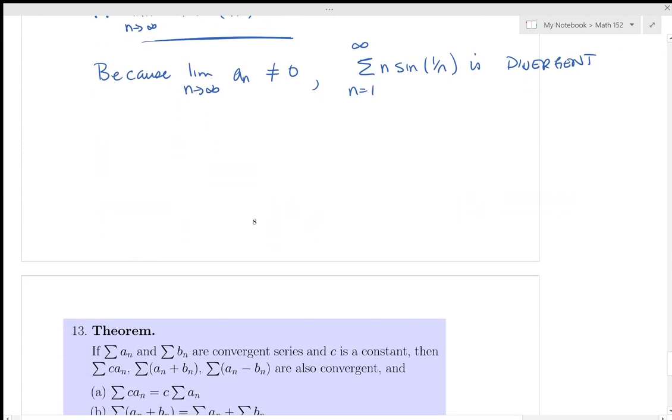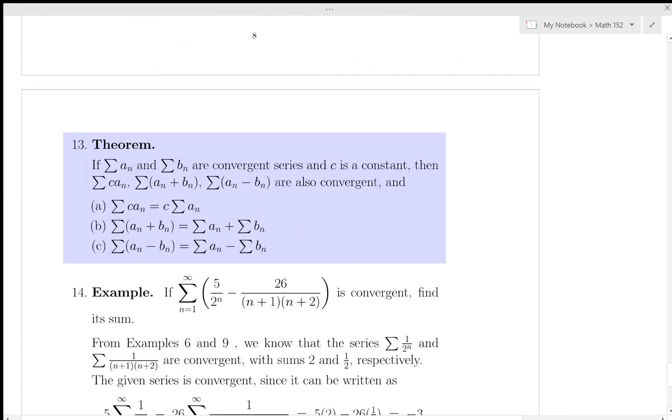Okay, a few more things we can say about infinite series. If we've got two of them and they both converge and we've got a constant, then the sum of them and the difference of them is also convergent, and I can multiply by any constant I want. Similarly, I can factor the C out here. I can compute the sums separately like that. Okay, so let's give an example for that.